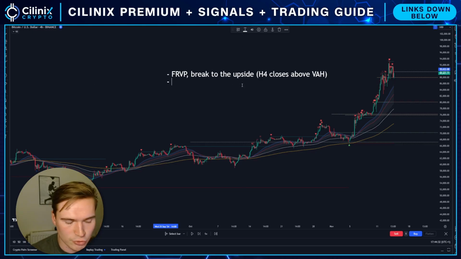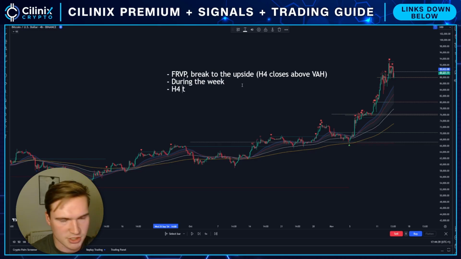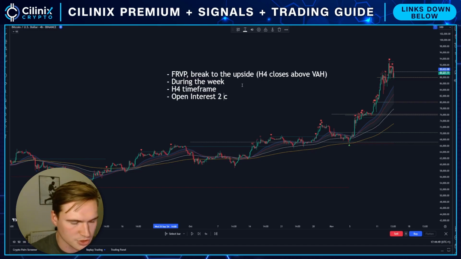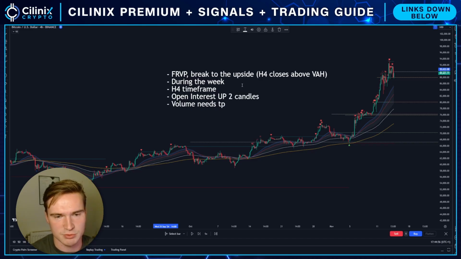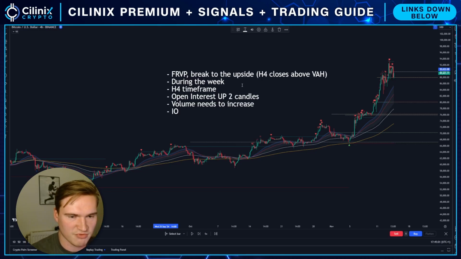And then you say another rule. It has to be during the week on the 4-hour time frame, and the open interest needs to have increased for the last 2 candles. Open interest up 2 candles. And the volume needs to increase as well. All right, so these are the rules. If they're all true, buy.